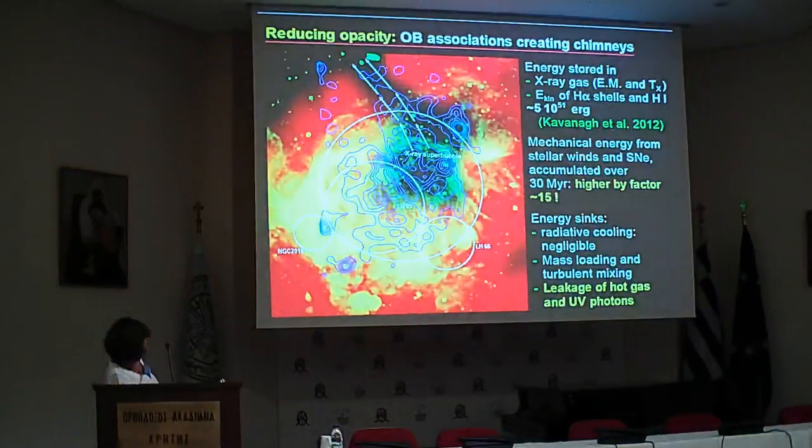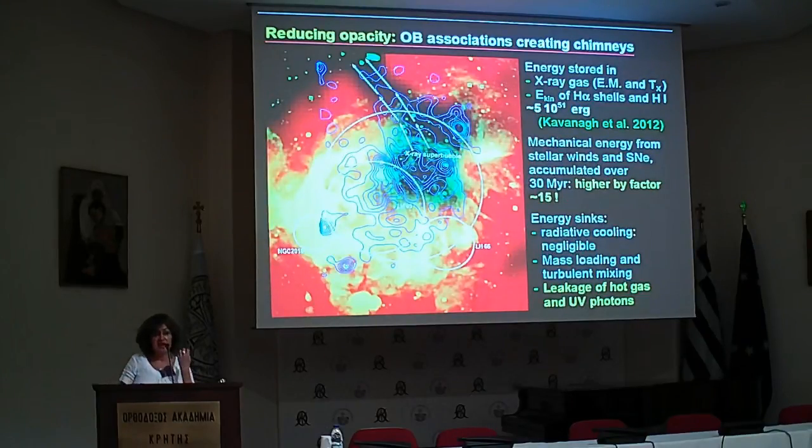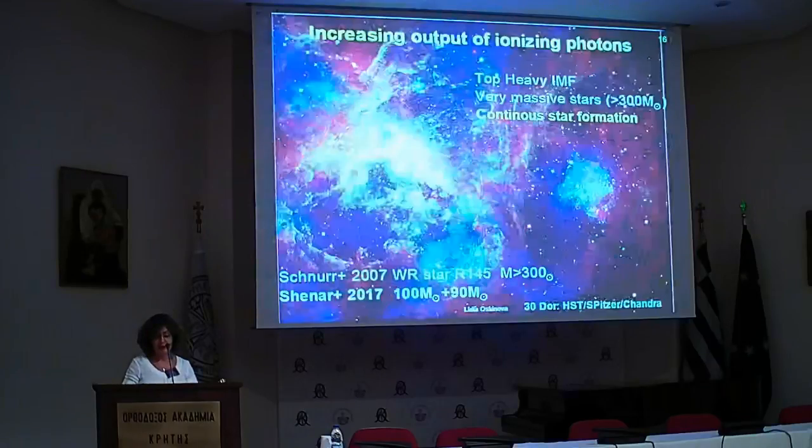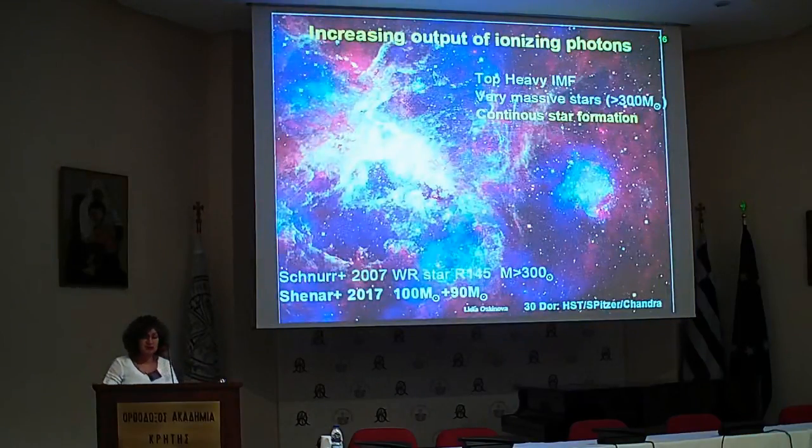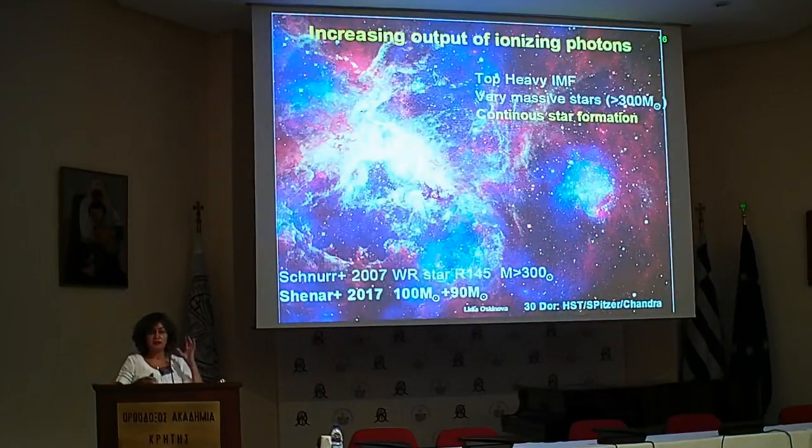This is a combination of an X-ray image and an infrared image, and there is a chimney through which hot gas escapes. The key point here is that mechanical energy from stellar winds and supernova accumulated over 30 million years exceeds the observed thermalized mechanical energy by a factor of 15. So there must be a leakage of gas. And this produces this chimney from which our ionizing photons escape. So that was the first point, about decreasing opacity.